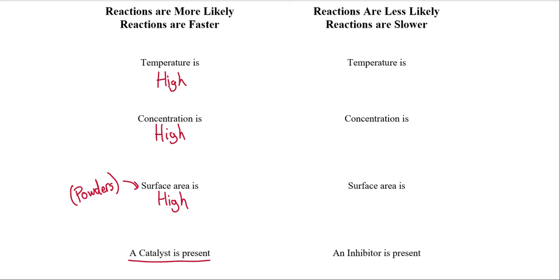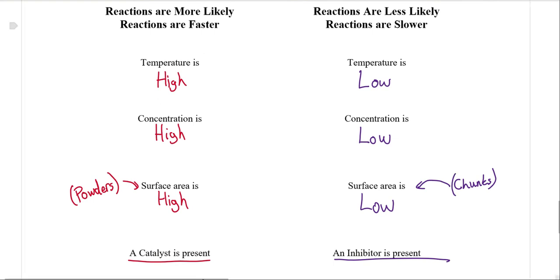What are the conditions to make reactions less likely or to make reactions occur much slower? The temperature is low. The concentration would be low, and the surface area would be low, and there might be an inhibitor present. And to remind you, low surface area would be things in chunks or pieces.